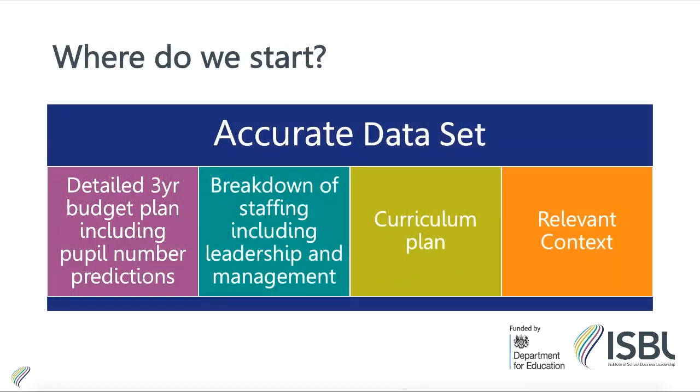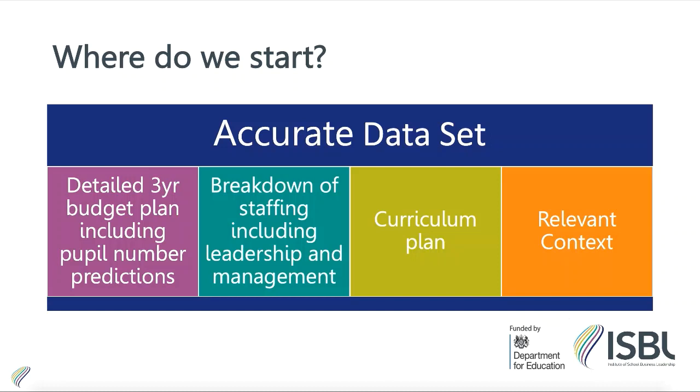So first things first, we need an accurate data set in order to determine accurate and meaningful metrics. If we're using unreliable data, then the analysis will be meaningless. So what data should we be using? Well, firstly, you need your detailed 3-year budget forecast, including your pupil number predictions and your census data.